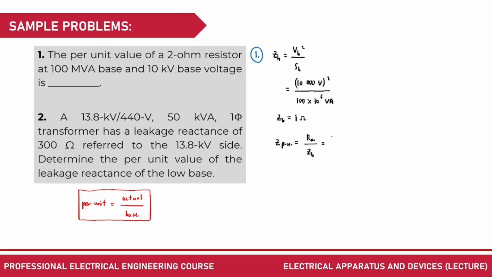So now the R actual is 2 ohm over 1 ohm. And that gives us 2.0 per unit. Okay? So that's it. That becomes our answer for number 1.